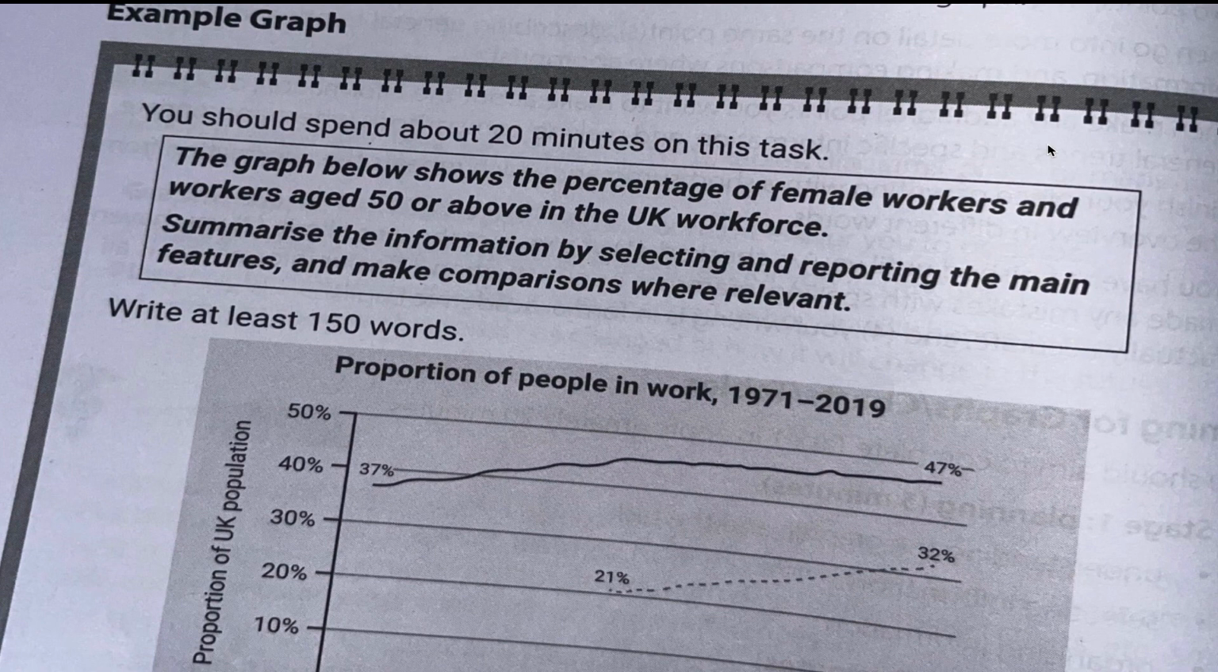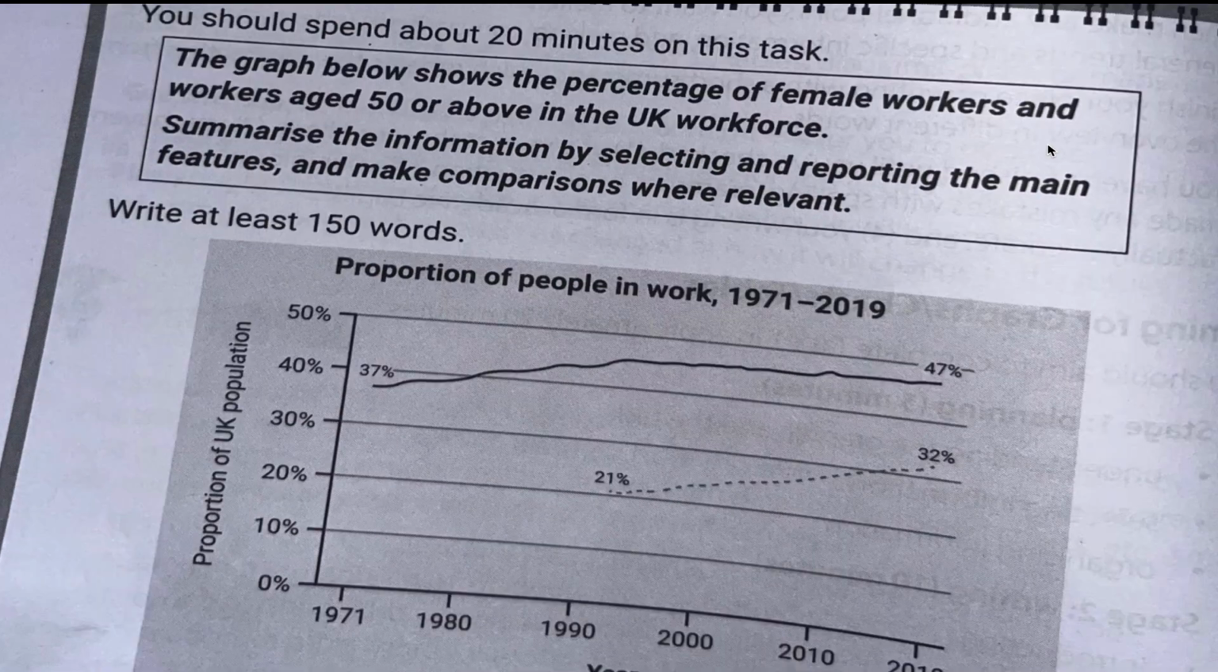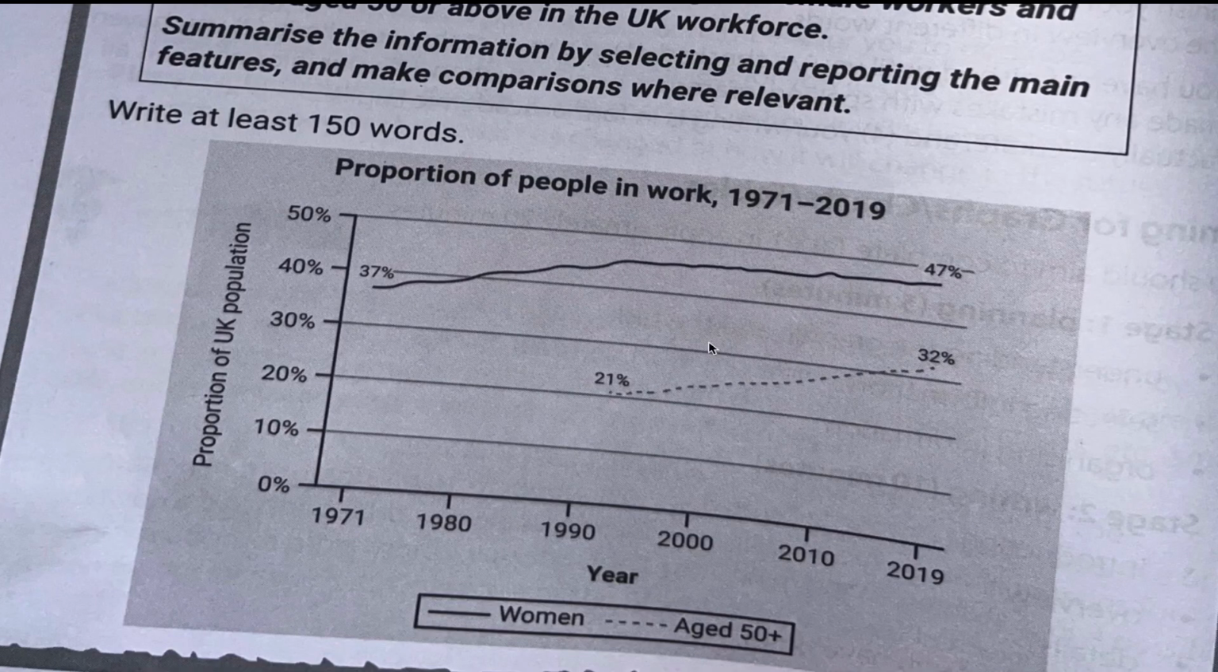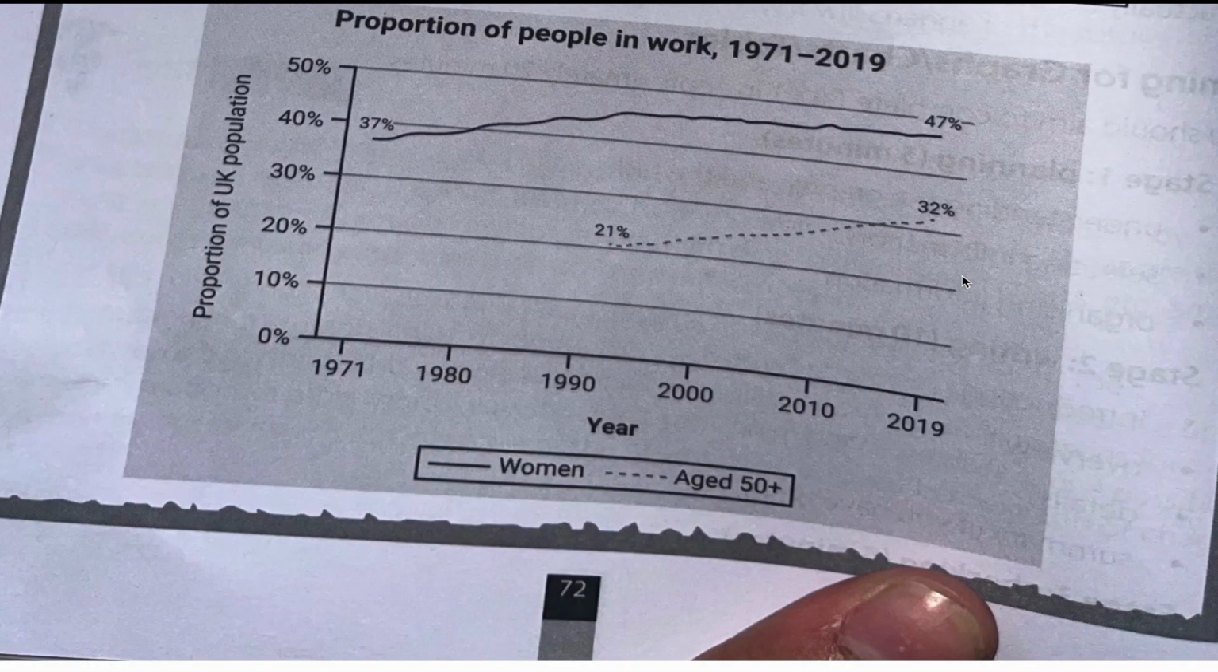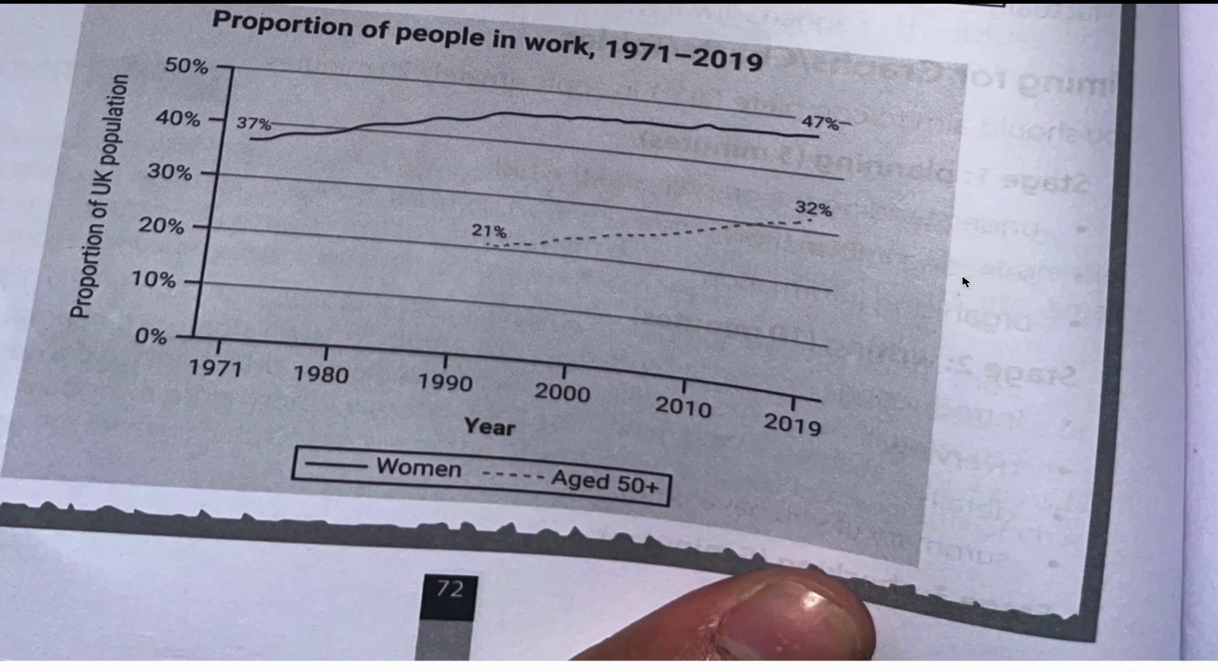Example graph. You should spend about 20 minutes on this task. The graph below shows the percentage of female workers and workers aged 50 or above in the UK workforce. Summarize the information by selecting and reporting the main features and make comparisons where relevant. Write at least 150 words. You are given this graph in the question. Let's try to understand. Women are given over here, aged 50, and the proportion of UK people. You can see that in 1970, women were just 37%. Now they have come up to 47%. So you have to talk about this, something which is given factually in the particular question.